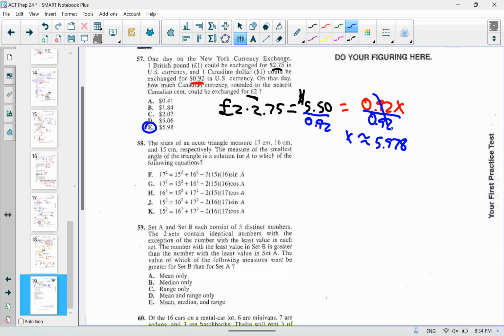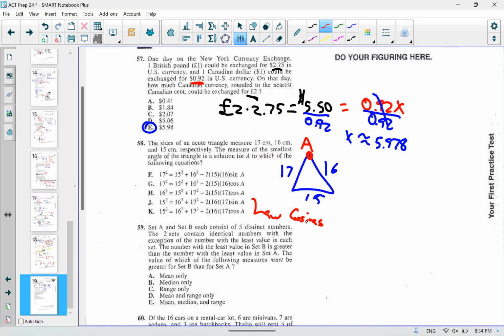This is the size of an acute triangle measuring 17, 16, 15. Not my best triangle, but it's okay. The measure of the smallest angle of the triangle, A. The smallest angle is always opposite the smallest side. So because 15 is the smallest side, my smallest angle has to be opposite to 15. This is a law of cosines problem.